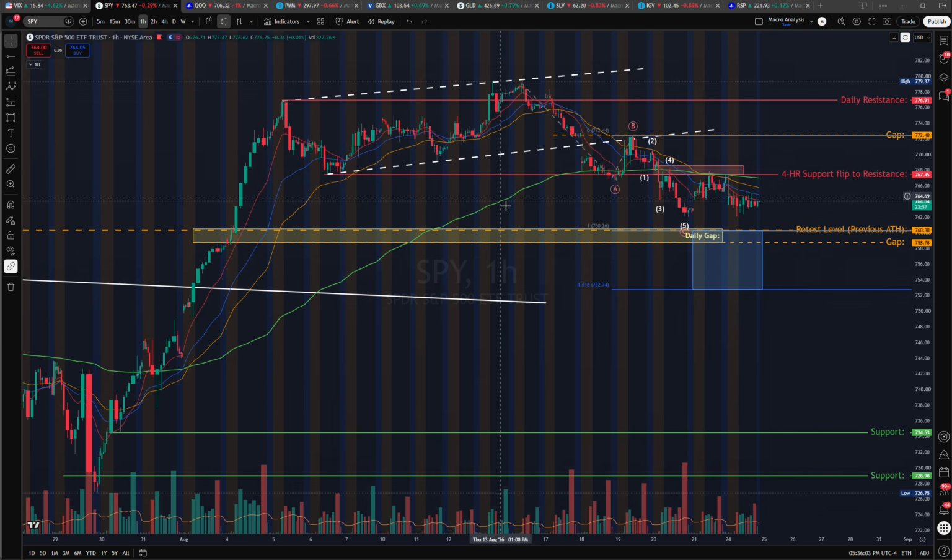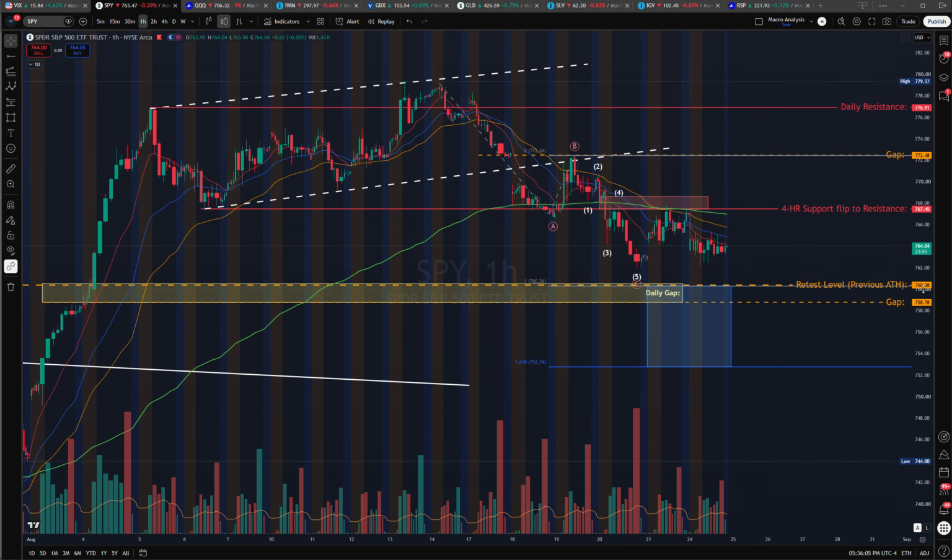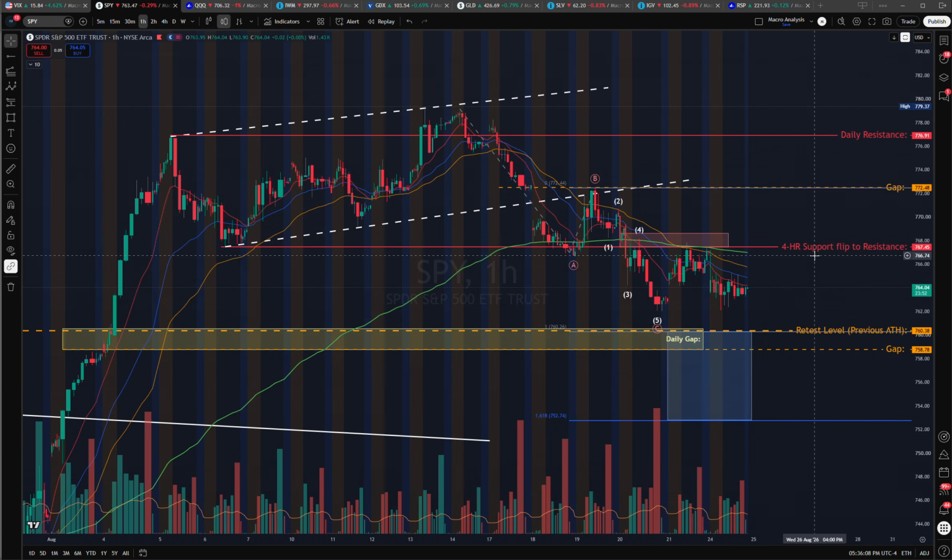Going into tomorrow, what I'm looking for in terms of SPY is still below the 4-hour support flip resistance level, which is right back here. It was support, came back, retest, support broke below. Now you retest and it's resistance. You have this gap at the bottom here. You have an A, B, C forming.